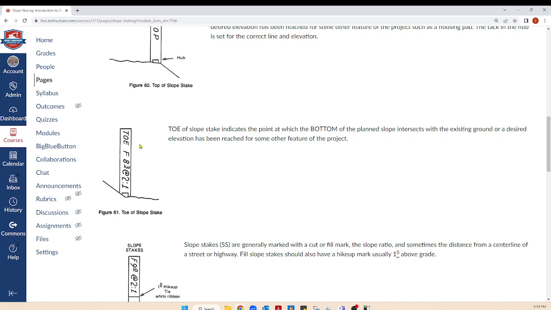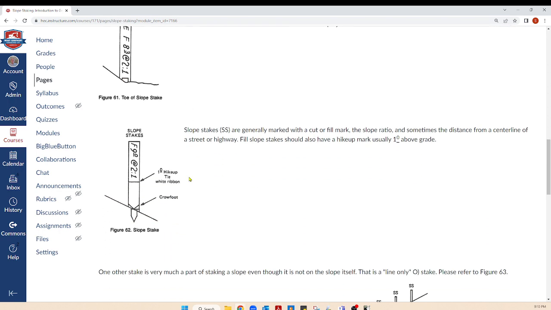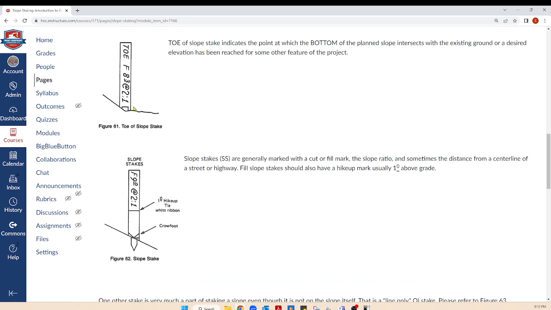So let's look at this toe stake. This is where the slope is going to start, and it says fill 8.3 at 2 to 1. So we're going up 8.3 feet at 2 to 1. I'm not going to go through that just yet. I'm just telling you, this is what a toe stake would look like at a fill slope. So here are some more slope stakes. This is a toe stake. This stake is in the building of the slope.